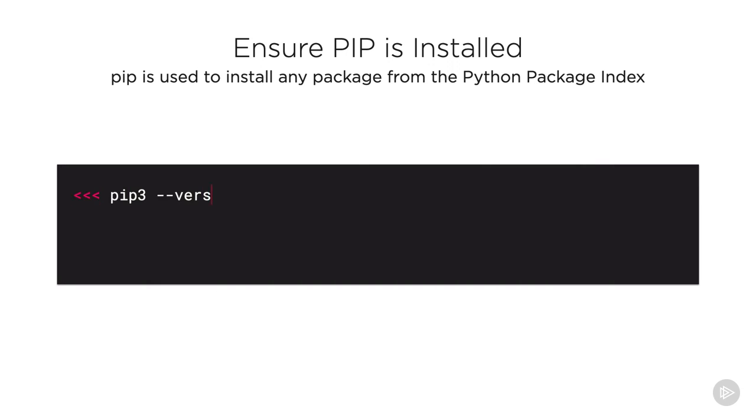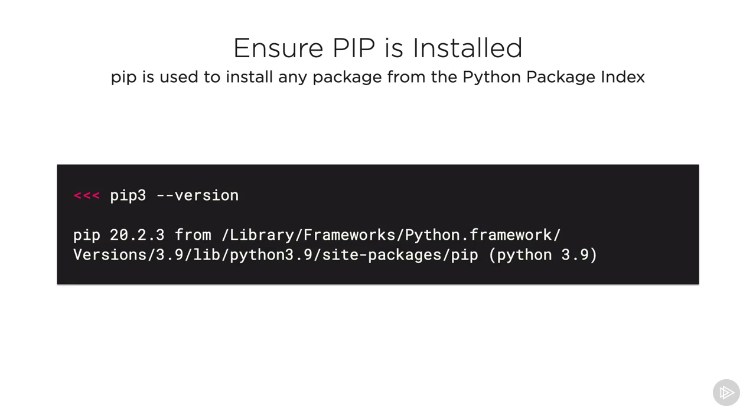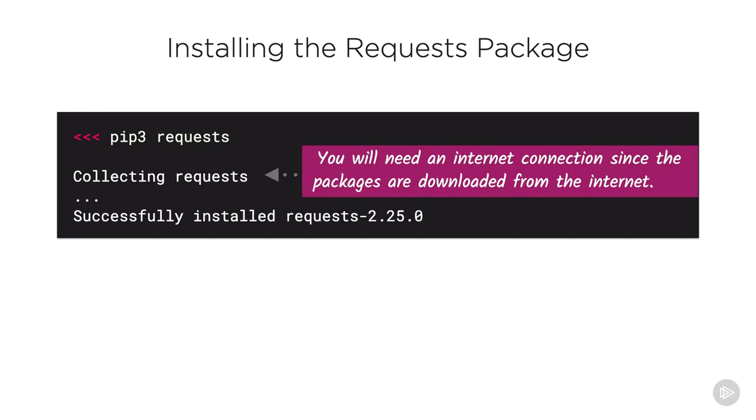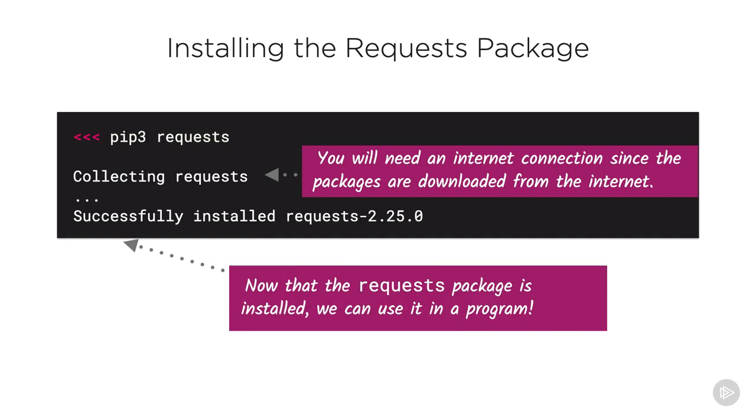Let's check if we have pip installed correctly by opening a terminal and typing pip --version. If you're on a Mac and have Python 3 installed, the command will be pip3 --version, but on Windows, pip --version should work. If it doesn't print out the current version like I have here, then you'll need to add pip to your path variable. Now we can install the requests package by entering pip install requests. You will need an internet connection for this since the packages are downloaded from the internet. And you'll see some output related to the packages downloading, and then finally you should see successfully installed requests followed by the latest version number.